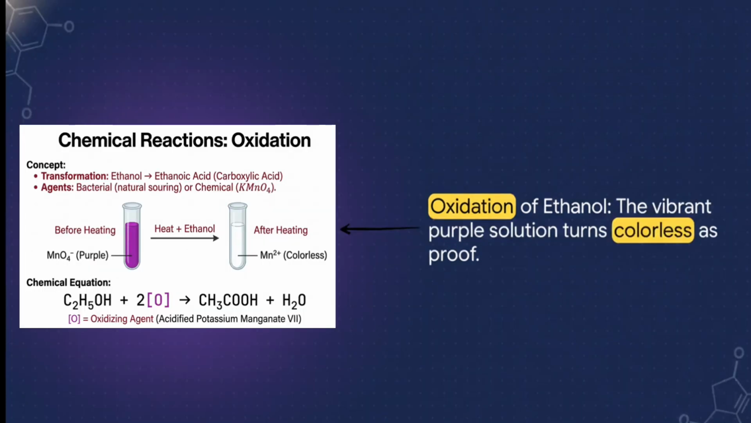But what if you don't want to just burn it? Well, you can oxidize it in a more controlled way to form ethanoic acid. In the lab, a classic way to do this is with a strong oxidizing agent like acidified potassium manganate(VII). And this reaction gives you an amazing visual cue. The solution starts out as a vibrant deep purple, and as the reaction happens, it turns completely colorless. It's like a chemical magic trick, and that distinct color change is your proof that oxidation has happened.